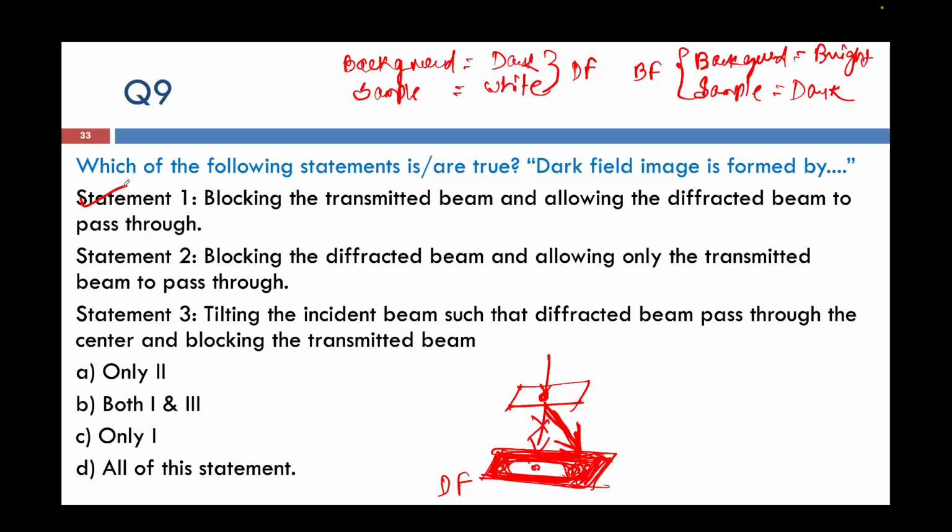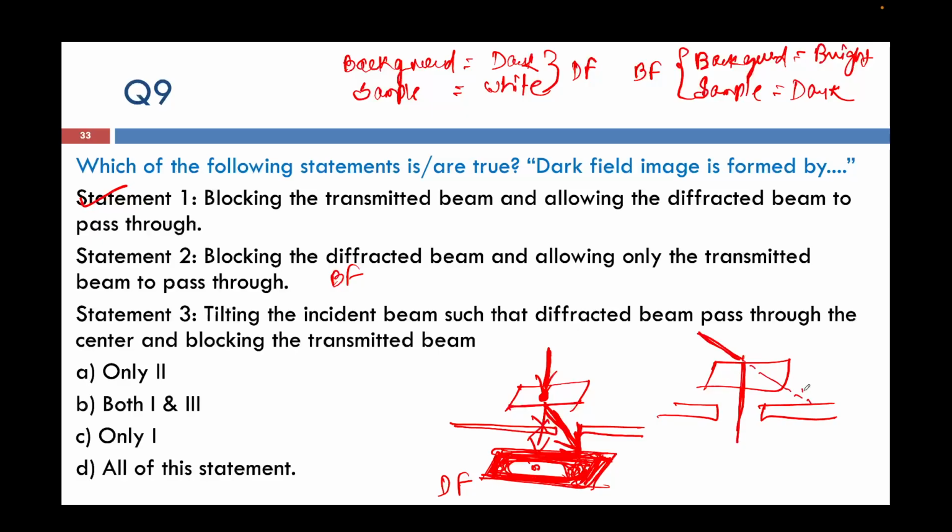Blocking the diffracted beam and allowing only the transmitted beam to pass through. No, if the transmitted beam passes through, then it is bright field imaging. Tilting the incident beam such that the diffracted beam passes through the center and blocking the transmitted beam. That is also possible. If we do not want a parallel straight beam, what can we do? We put our aperture in such a way that we only allow the diffracted beam. Let's say I do not want to move my aperture. In that case, I will tilt the beam so that my diffracted beam can pass through.